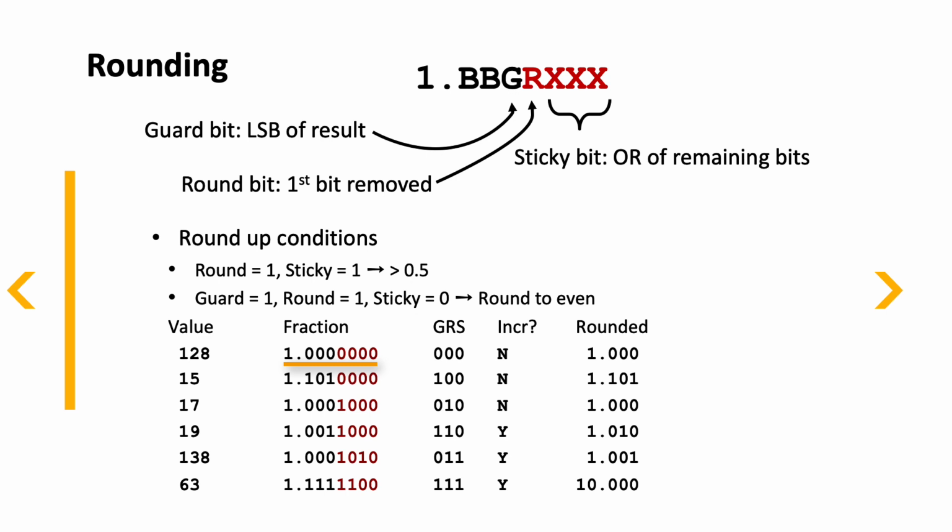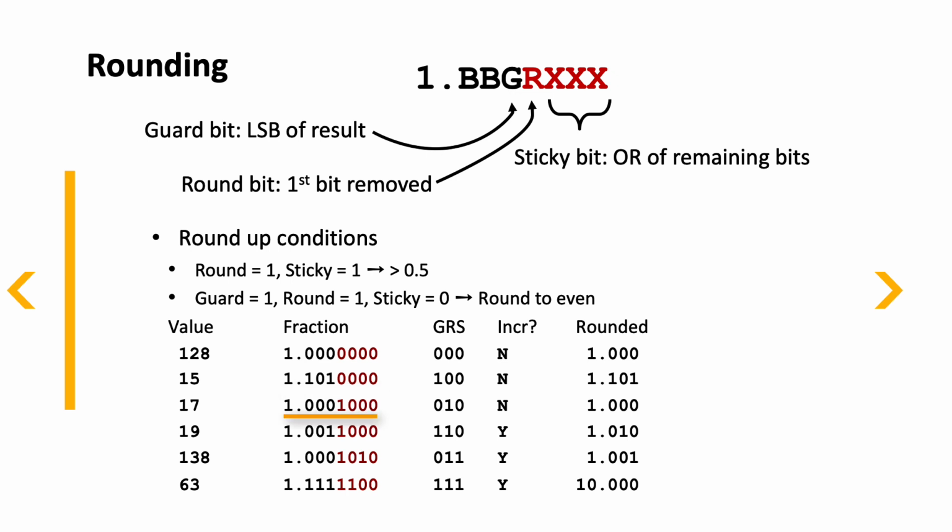When we look at 15, our guard bit in this case is 1. Our round bit is 0. And our sticky bit is 0. But because the round bit is 0, we know we don't have to increment. We're just going to drop the rest of those bits in red off. And we end up with 1.101.